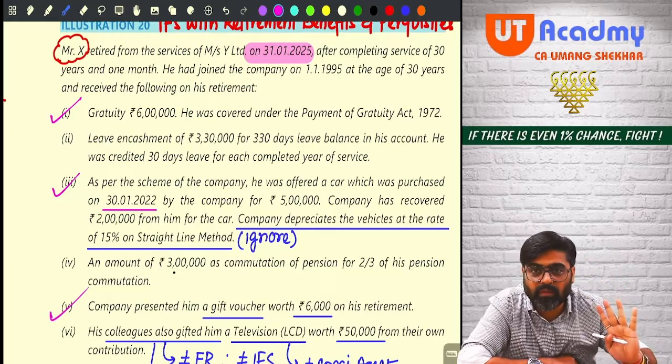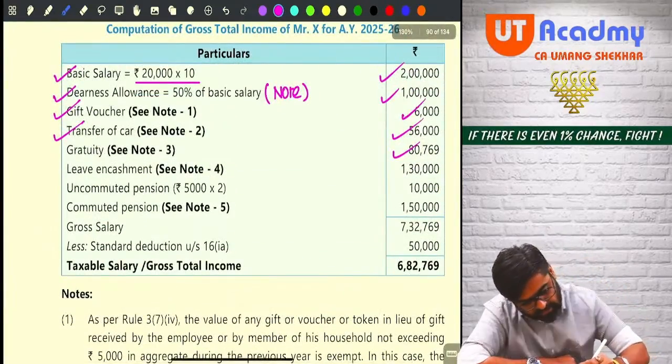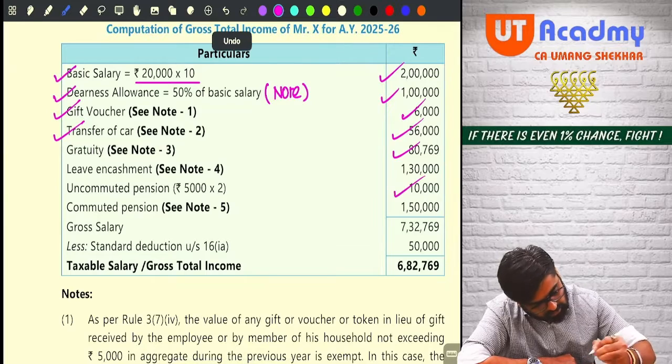10,000, fully taxable. So 10,000 uncommuted pension we will charge here. 10,000 uncommuted pension. See, taxable.